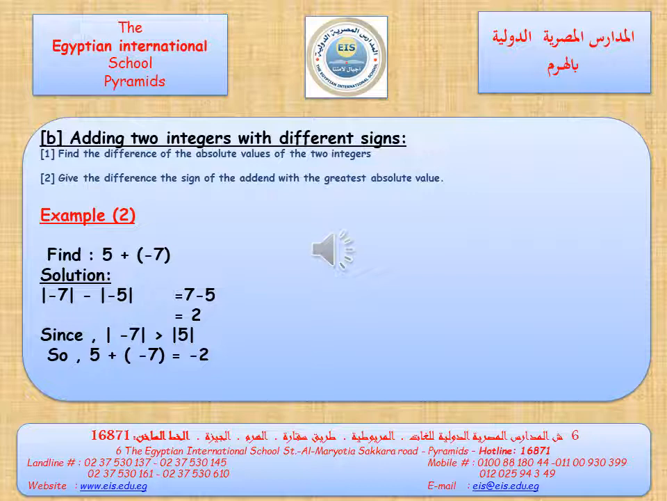We take the absolute value of -7, it will be 7, and the absolute value of 5, it will be 5. Which is bigger, 7 or 5? 7. We should take the sign of the biggest number. The sign of the biggest number is -7, so we take the negative sign, and the answer will be 2 with the negative sign beside it. What is the negative sign? It's the sign of the biggest number in absolute value.